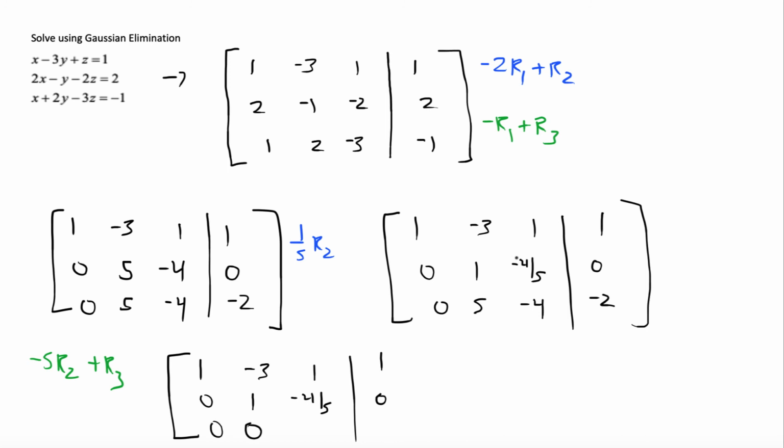And here's where it gets really interesting. -4/5 times -5 is +4, but when we add it here, we get a 0 actually. And -5 times 0 is just 0. We get a -2. Oh, wait a minute. What happened? We get a row of zeros with this -2. What does it mean, though? So what this bottom row means is that 0x plus 0y plus 0z equals -2.